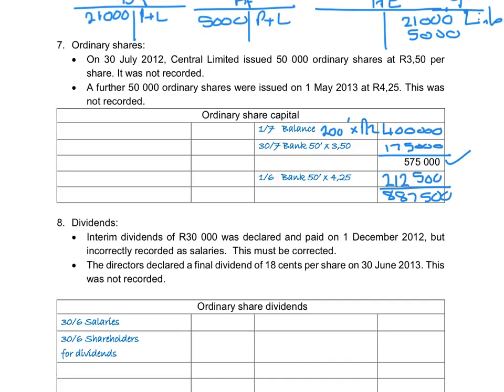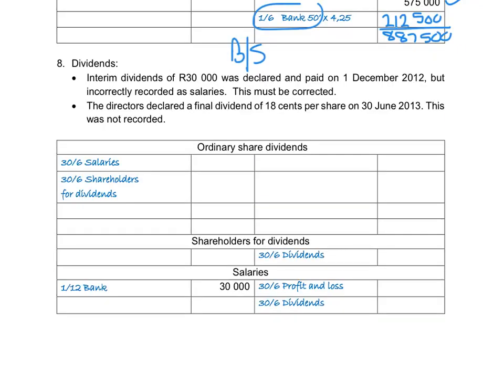So what are the amounts that we have to record here? We must show in our balance sheet that the bank will increase with 212,500, and ordinary share capital must increase with 212,500.